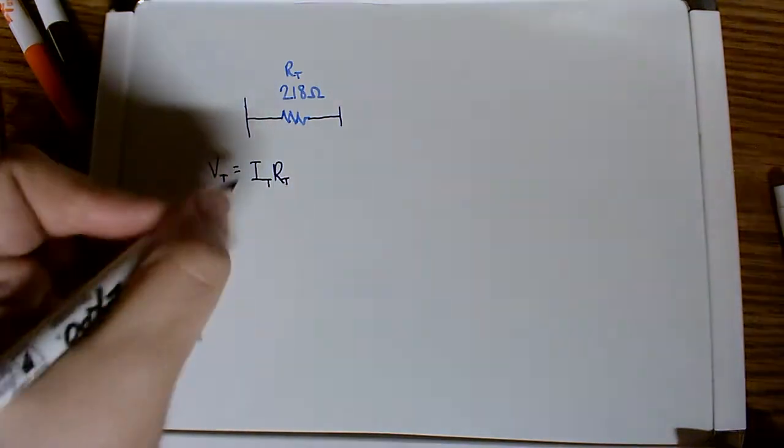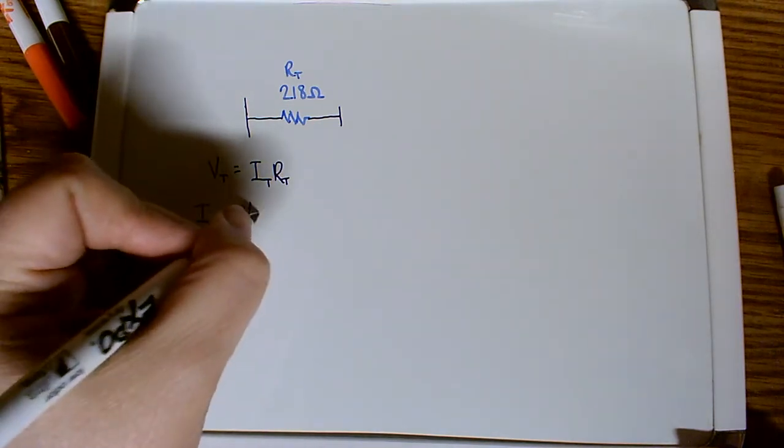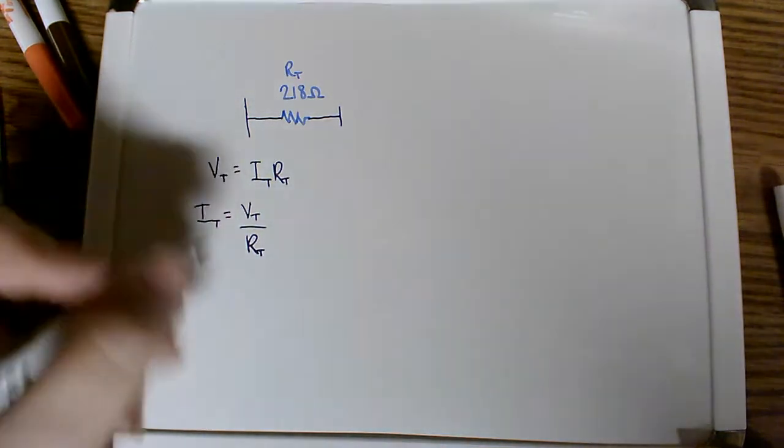Now I can look at what I know. I know that the voltage is 12 volts. I know that the resistance, the equivalent resistance in this circuit, is 218 ohms. And I want to find the current going through this.